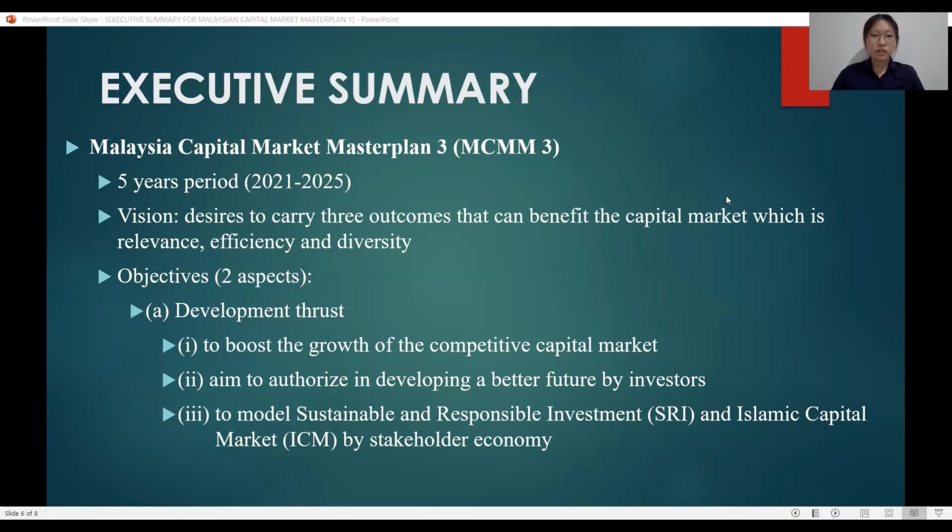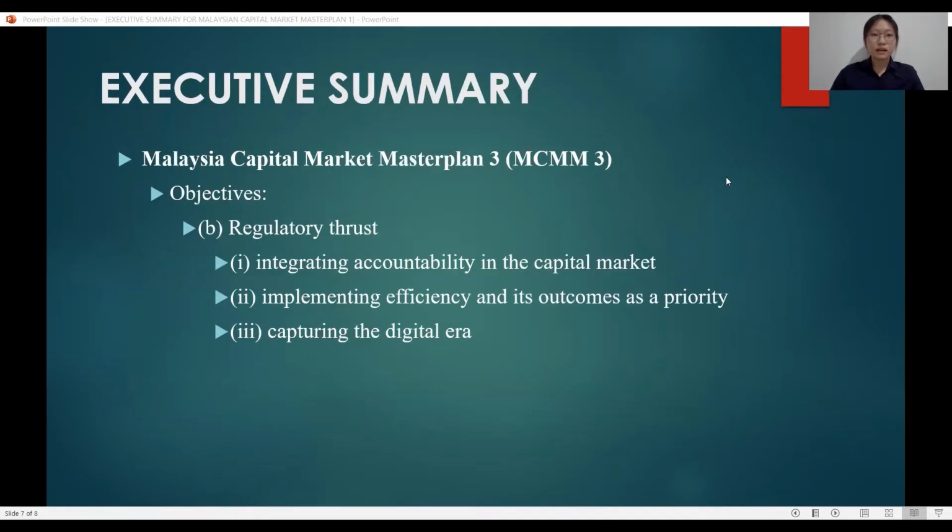For the development class, it aims to boost the growth of the competitive capital market, to authorize investors in developing a better future, and to model sustainable and responsible investment in the Islamic capital market by stakeholder economy. And lastly, for the regulatory class, it aims to integrate accountability in the capital market, implement efficiency and its outcome as a priority, and to capture the digital era.